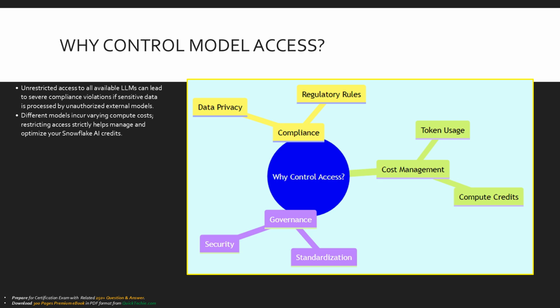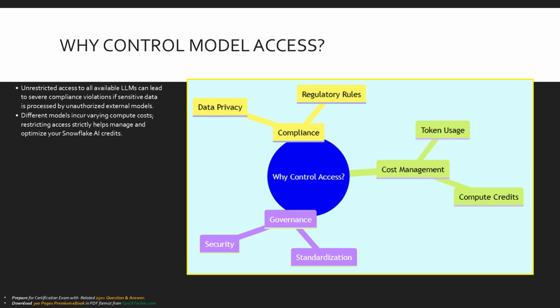Second, cost management. Different models consume drastically different amounts of compute credits. A massive 405 billion parameter model costs significantly more per token than a smaller 8 billion parameter model. By restricting access, you automatically prevent accidental budget overruns. Finally, simplification. By only surfacing the approved models, you reduce confusion for your end users, streamlining their daily workflows.